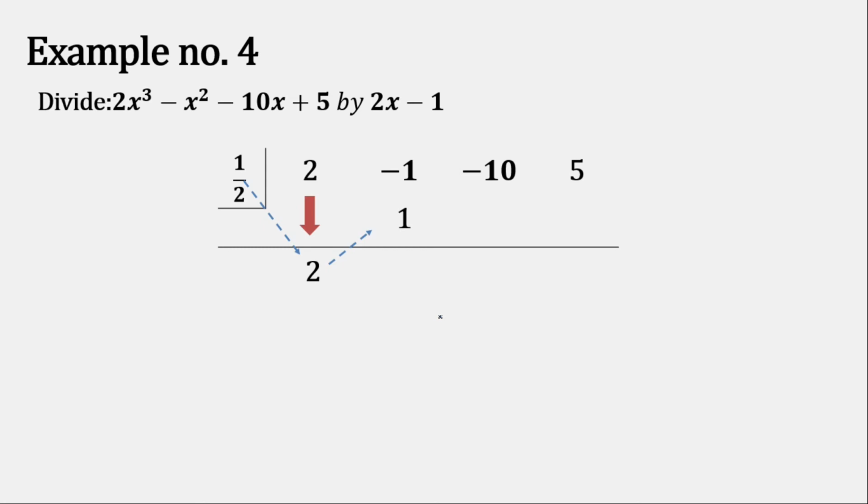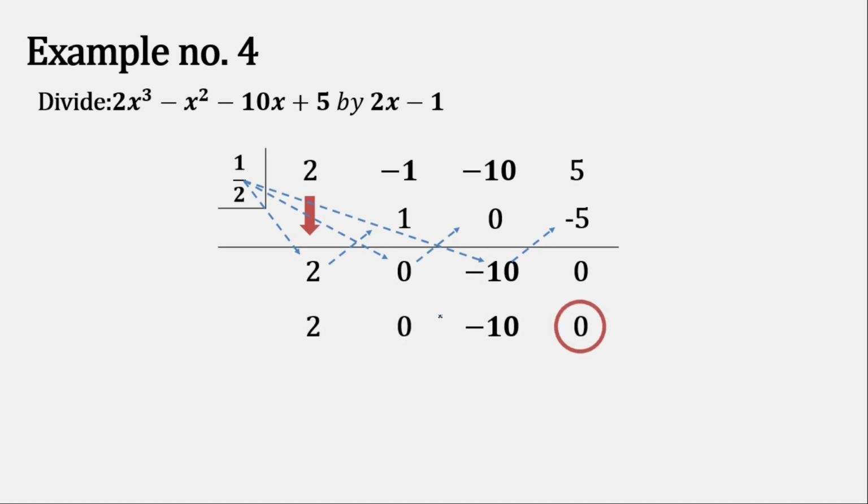Now let's combine them. Negative 1 plus 1 is 0. Times 1 half is 0. Negative 10 plus 0 is negative 10. Then 1 half of negative 10 is negative 5. Combine it and we have 0. So this is the first time that we have a 0 remainder.